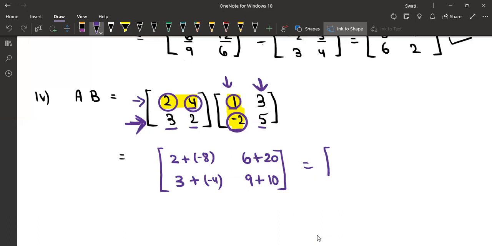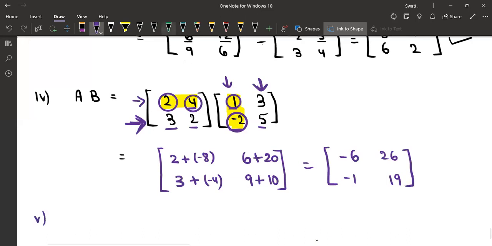And now you need to simply solve this. So 2 plus minus is minus, so 2 minus 8 is minus 6. 6 plus 20, of course, 26. 3 plus minus is minus, so 3 minus 4 is minus 1. And 9 plus 10 is 19. So this is the answer for AB.